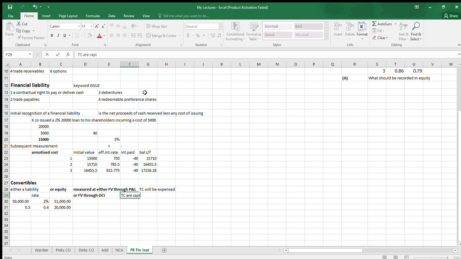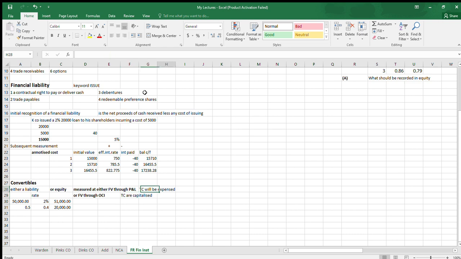are capitalized. Transaction costs are capitalized. And when we talk of other comprehensive income, we are talking about revaluation. So here they are revalued at the end of every year. That's the financial instrument. The equity is revalued.